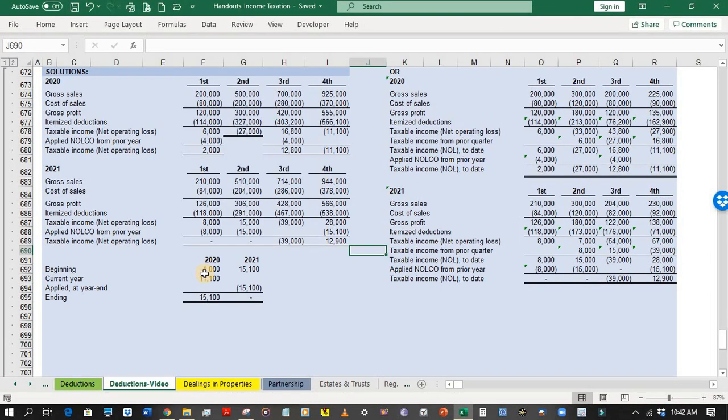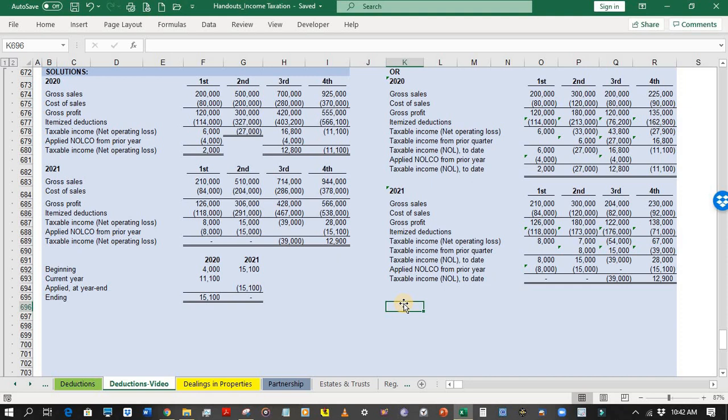So if we will compare the two side by side, so this is the first format that we did, and this is the second format that we did. So regardless of the format, the result should always be similar. So this is also the result. So they are the same. As well as for 2021. So they are the same. So they have different format but similar answers.